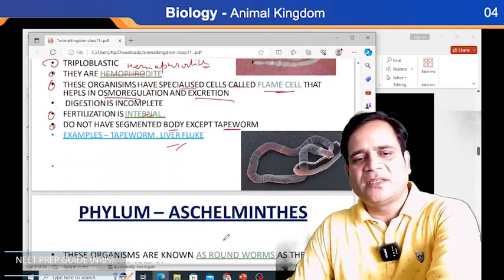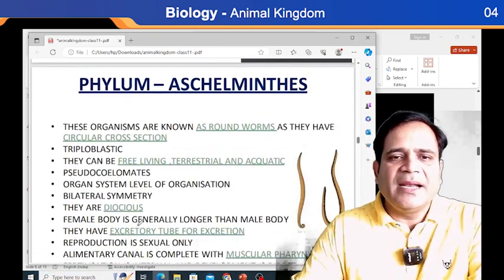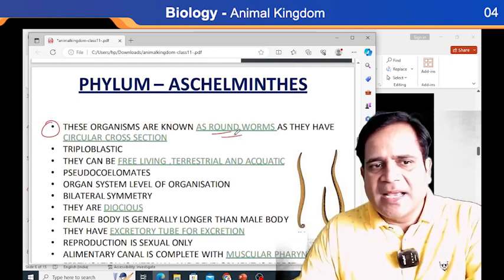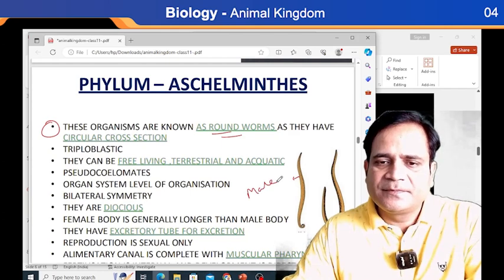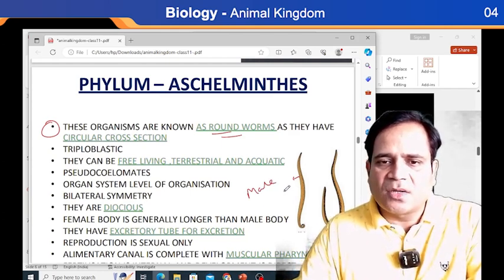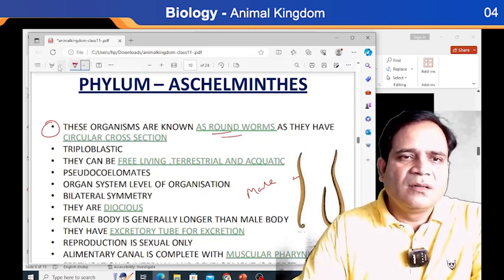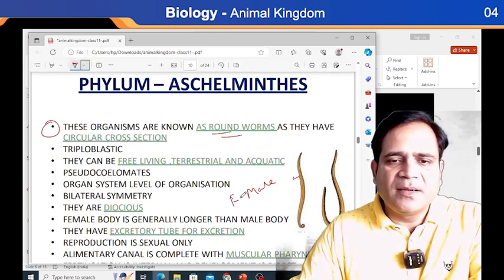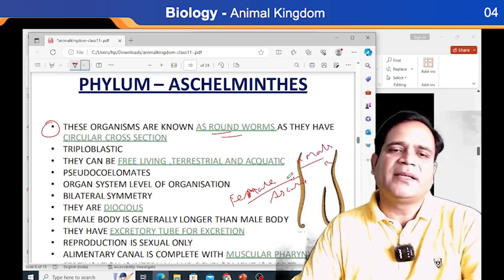Correct? Now see phylum Aschelminthes. These organisms are known as roundworms, as they have a circular cross section. This one is the roundworm Ascaris. This one is female, because it is shorter. Just a minute. Female Ascaris, my dear. And this one is male. Why do I say this one is male? Because the male is bigger than the female.